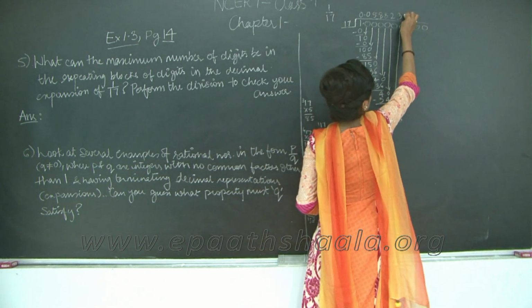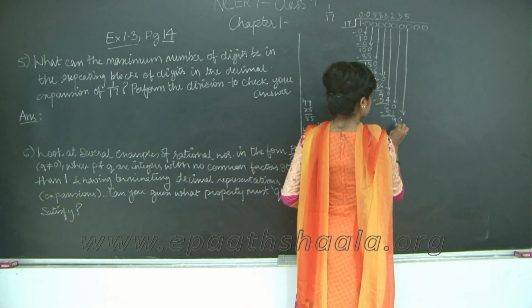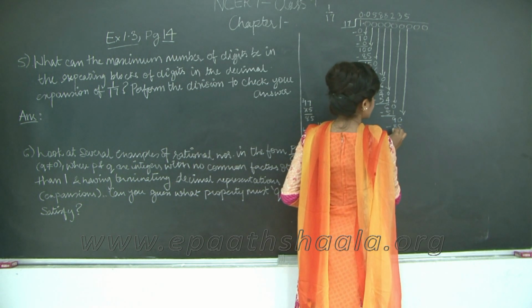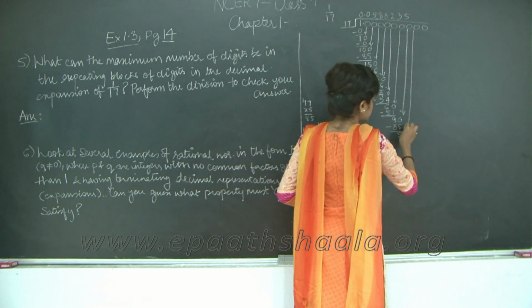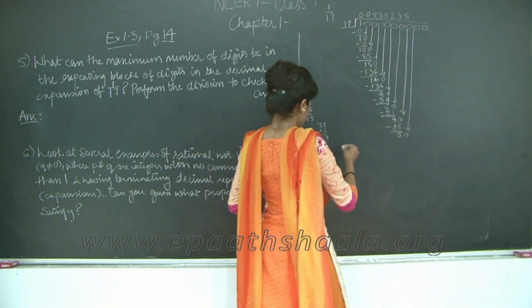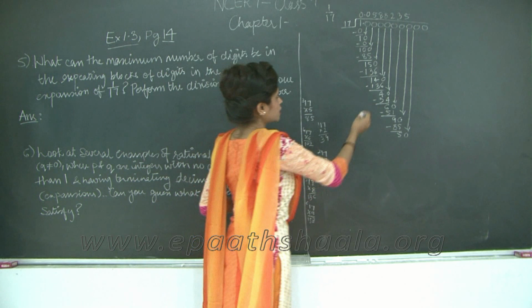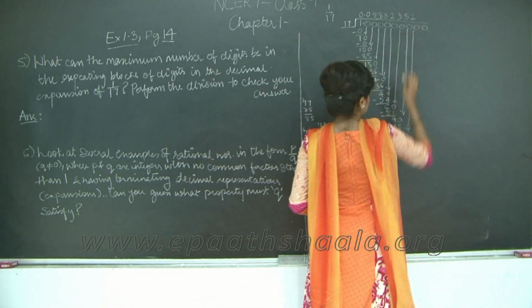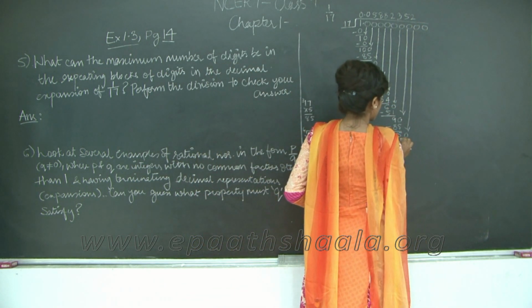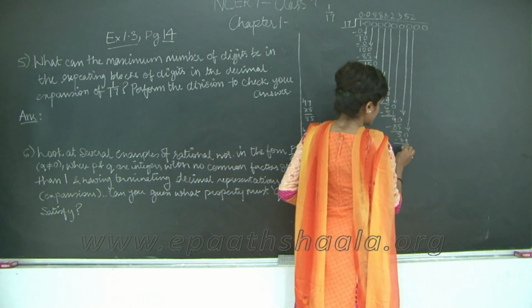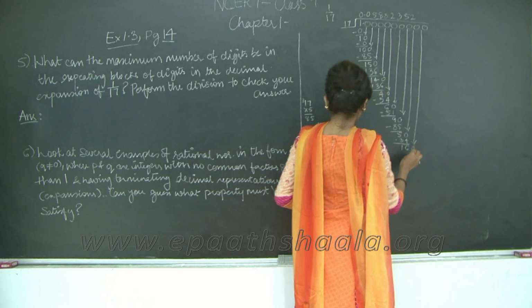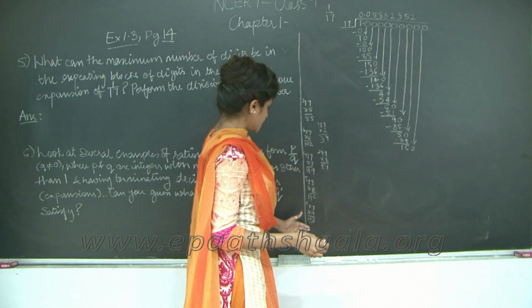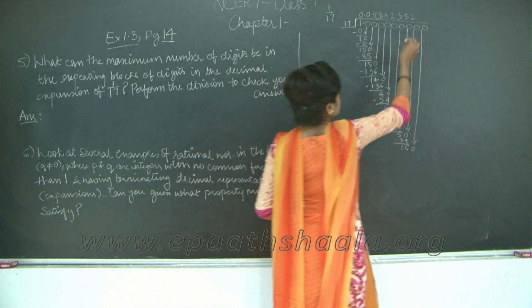17 5s are 85. 90 minus 85 will give me 5. I will bring down this 0 as well. 50. So we have 17 2s are 34. Let's check. We have 6 and 1. I'll bring down this 0. Now what is close? We have 17 9s are 153.